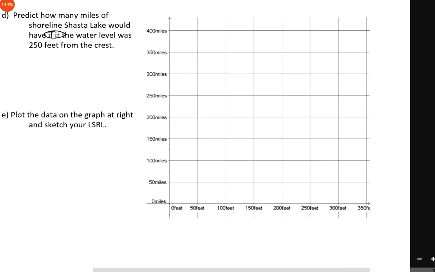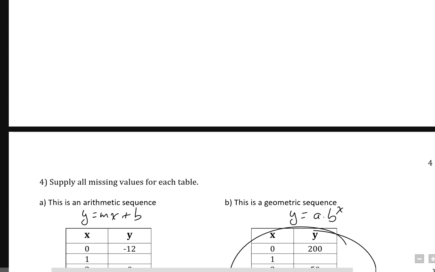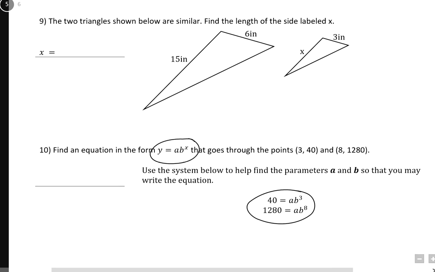And then it says plot the data on the graph at right and sketch your least squares regression line. So you'll plot that data. All the points will get plotted, and you'll do a good job of showing me where's the slope, or what's the y-intercept of your data, and then what's a line that fits it using your slope and y-intercept. And I think that's pretty much it. Those are most of the big ideas that are on the test.